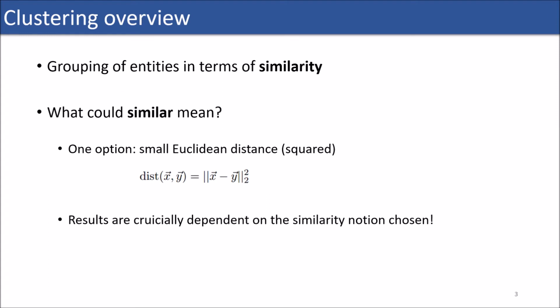Clustering is an unsupervised learning method where no labels are needed. It aims at grouping entities in terms of their similarity. In the most conventional setting, a small Euclidean distance between two entities signals their similarity. Note that the results will crucially depend on the similarity notion adopted.